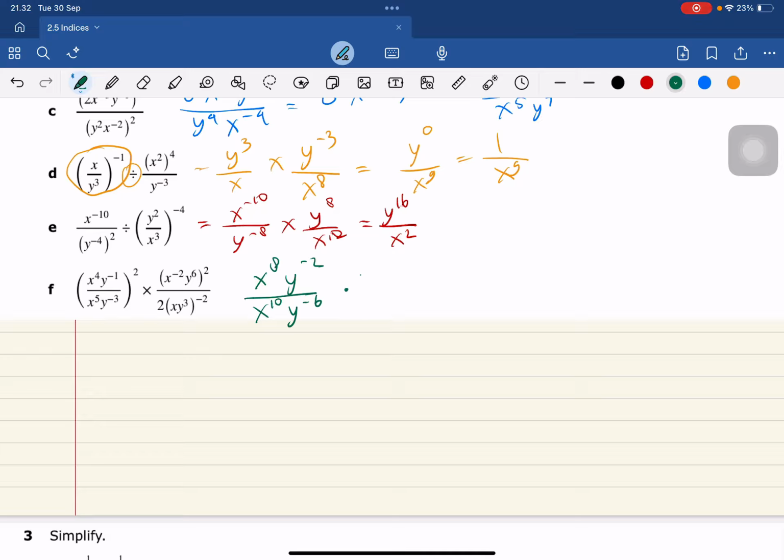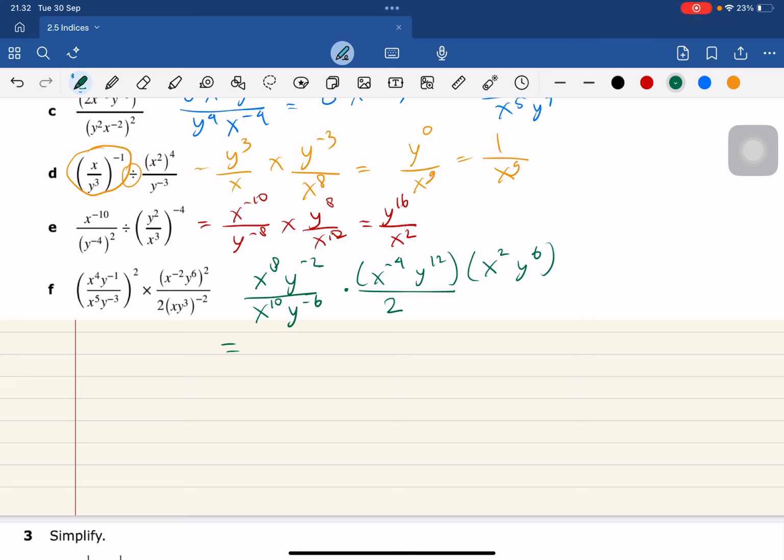We multiply by x minus 4 and then y minus 12 over, this is out of the bracket, so we don't have to change it. So this is 2. Okay, minus 2. Just flip. It's going to be up here. It's going to be x power of 2 and then y power of 6.